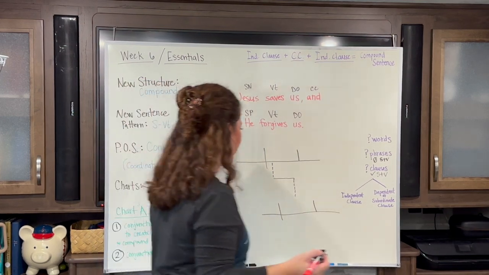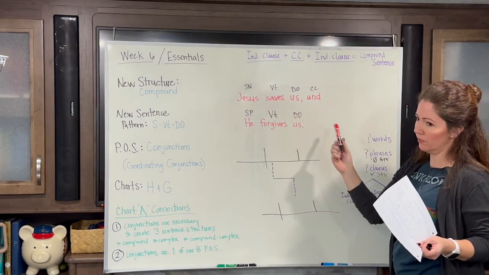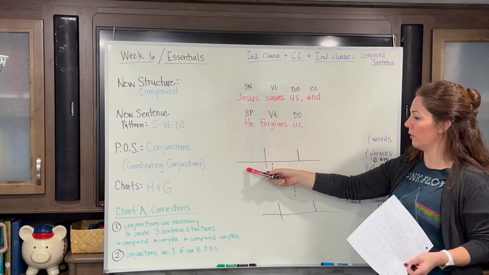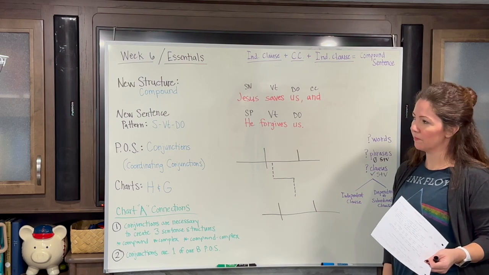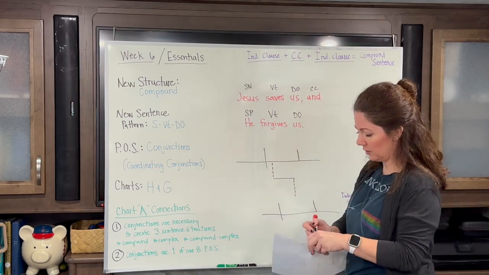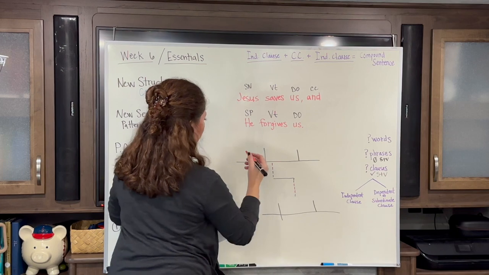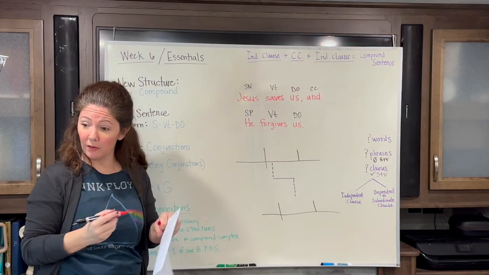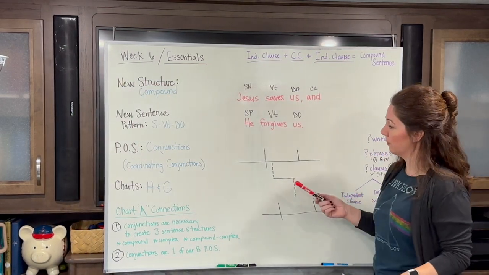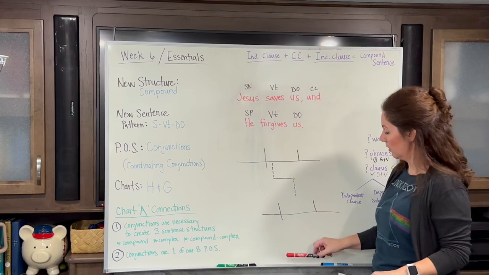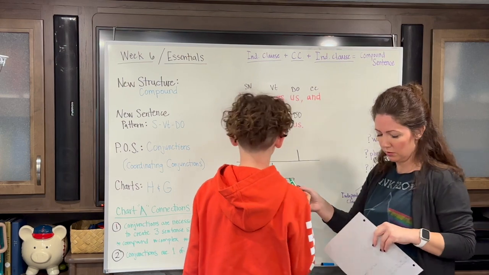Okay, so we have our diagram. We start with our first independent clause first. So what goes in our first box on our diagram line? Jesus. Our subject, right. So Jesus goes there. Do you want to come up here and fill out the diagram? Yeah, sure. And what color is your marker? Let's use green.